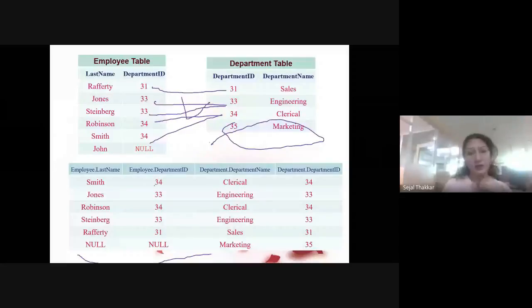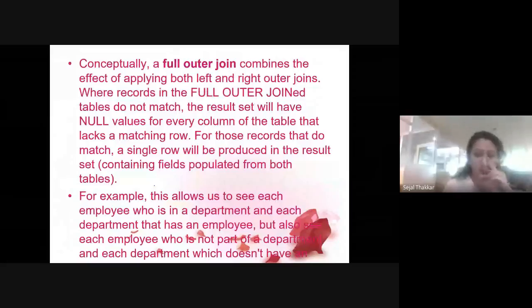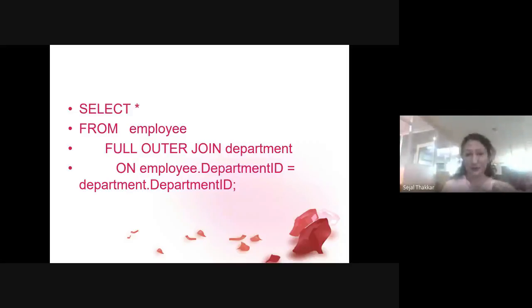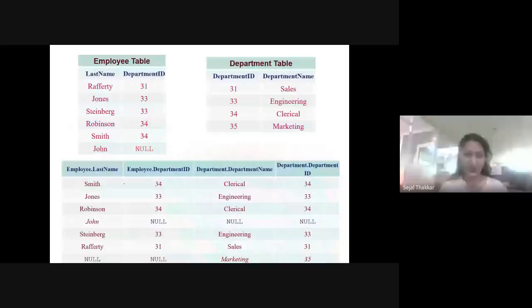Okay, full outer join. A full outer join consists of all the values of both the tables, whether there is something matching or not matching, but all values will come as output. So select star from employee full outer join department on employee.department_id is equal to department.department_id. You can see here everything will come. 31 is having a matching value, but it will come because it's a full outer join. If no match is found, you have to write down null. 35 and marketing will also come, you can see here, but there is no matching value found. So this is the full outer join.